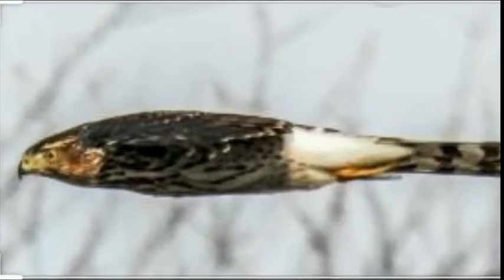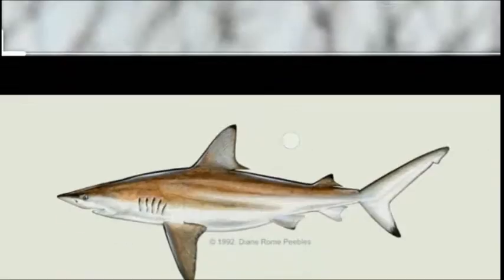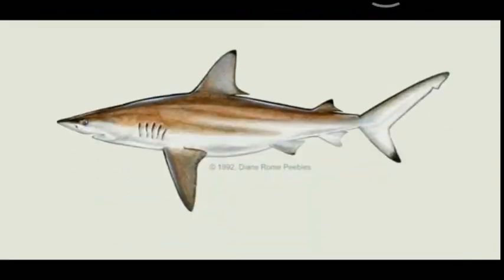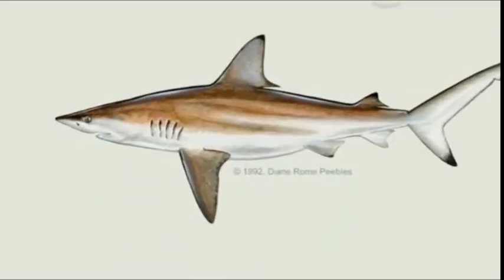Here you can see the pointed end, pointed beak of the bird. Also that of a fish. Here it has a pointed end, you can see. So we have animals with streamlined bodies existing in nature also.